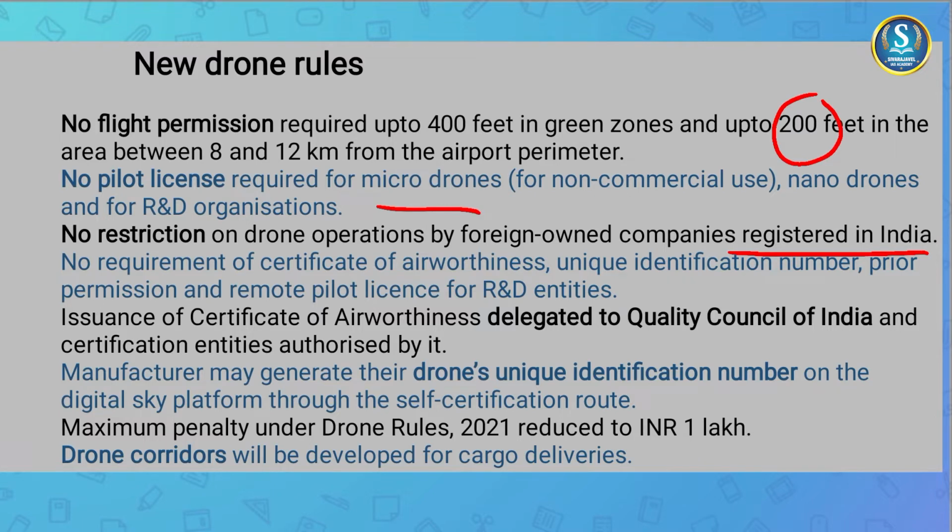And the most important factor here is that drone corridors will be developed for cargo deliveries. So we can expect very soon that organizations such as Amazon, Swiggy and others are going to deliver their objects using drones.